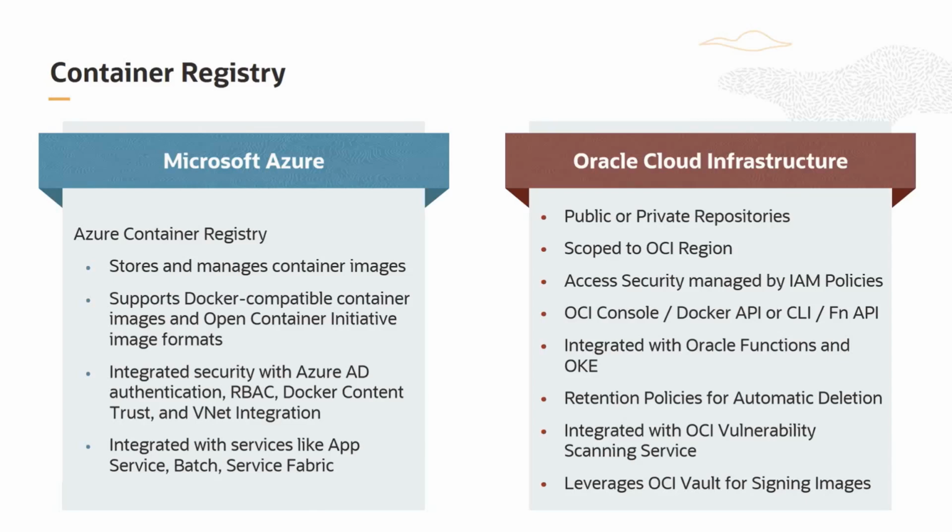In OCI, Oracle Cloud Infrastructure Registry, also known as Container Registry, is an Oracle managed registry that enables you to store, share, and manage container images. It is a regional service. It is integrated with OCI IAM and other services like functions, OKE, vulnerability scanning, and Vault. You can set up image retention policies to automatically delete images that meet particular selection criteria. For example, images that have not been pulled for a certain number of days can be automatically deleted.